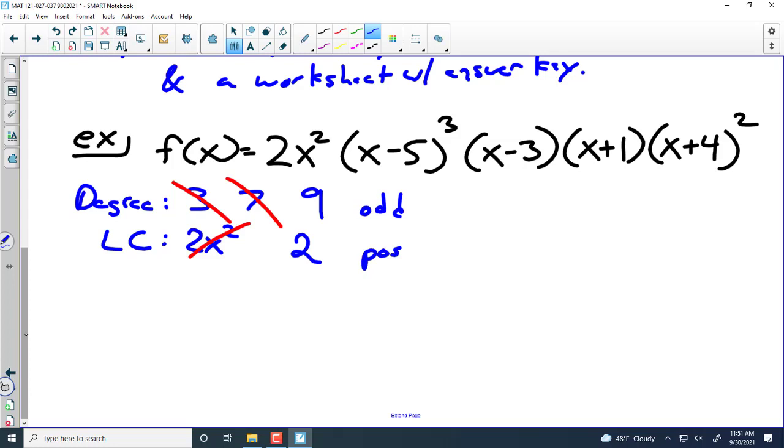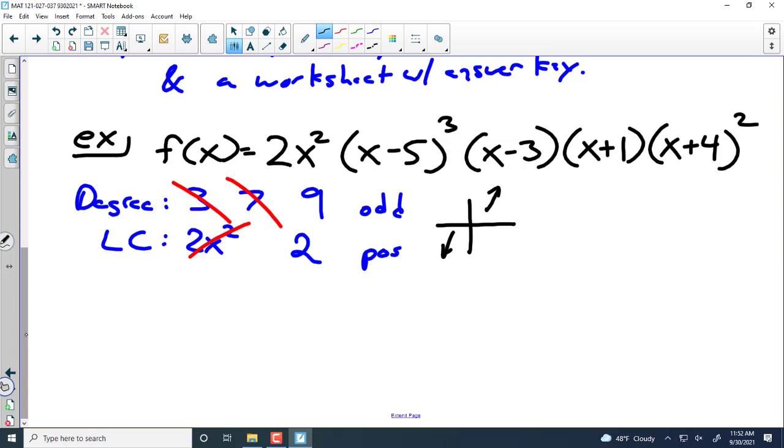Now let me think for a second. Odd degree means up on one side, down on the other. And since it's positive, it's sort of like the x cubed graph. So this one, which you can verify with your little chart if you want, does do this. But it's also better to just think your way through it.